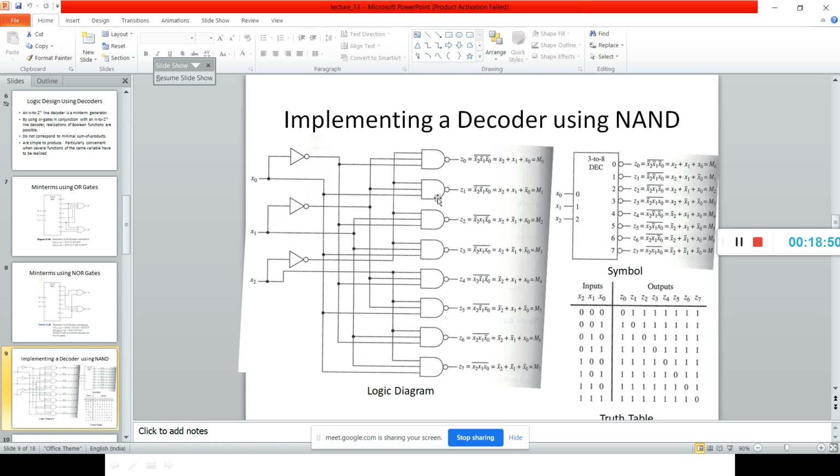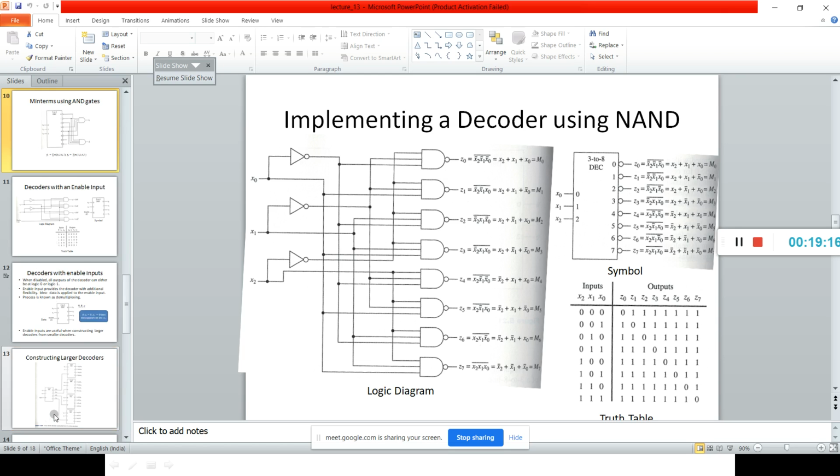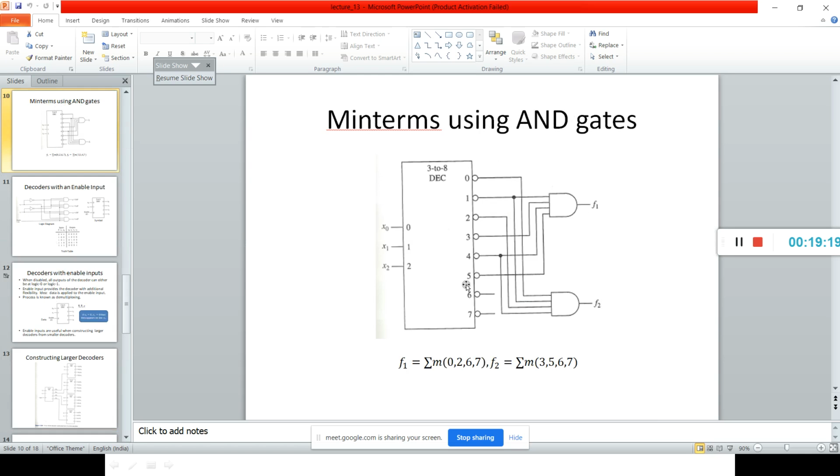Okay, it's an active low decoder, and using these NOT gates and NAND gates we generate the max terms, and hence it is known as a max term generator. We cannot realize minimal expressions from decoders, but we can implement the min terms and max terms using the decoders. Next, we have max terms, and using these AND gates also we can generate them. So here summation M we have actually 0, 2, 6, 7.